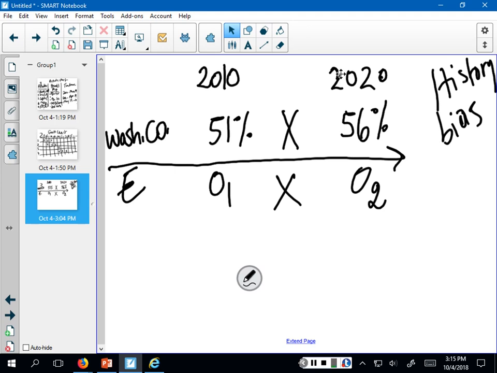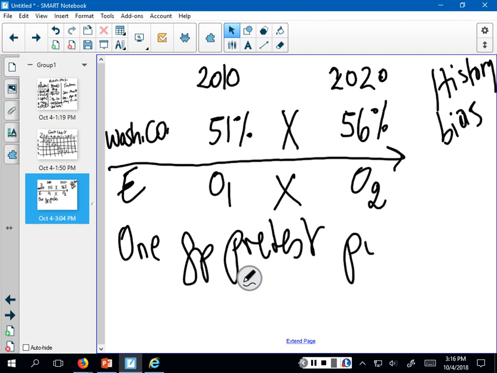With this kind of design, there is no way for us to control for history bias. So again, we cannot conclude that our intervention, that X, led to this increase. This design, O1 X O2, is called the one group pre-test, post-test design.